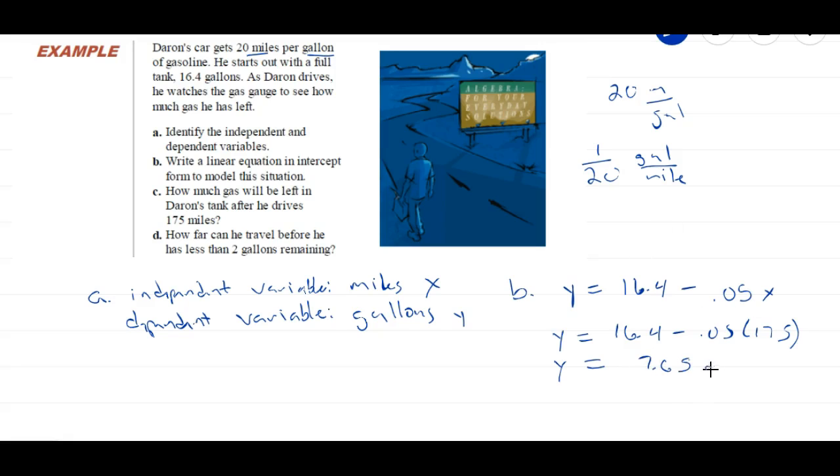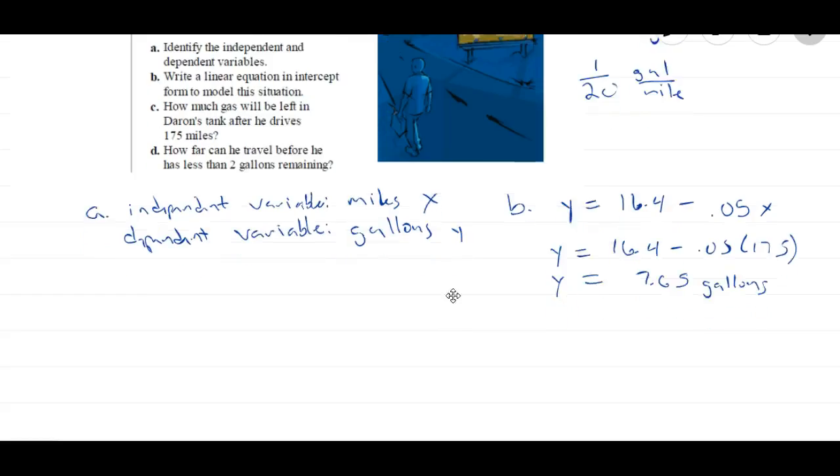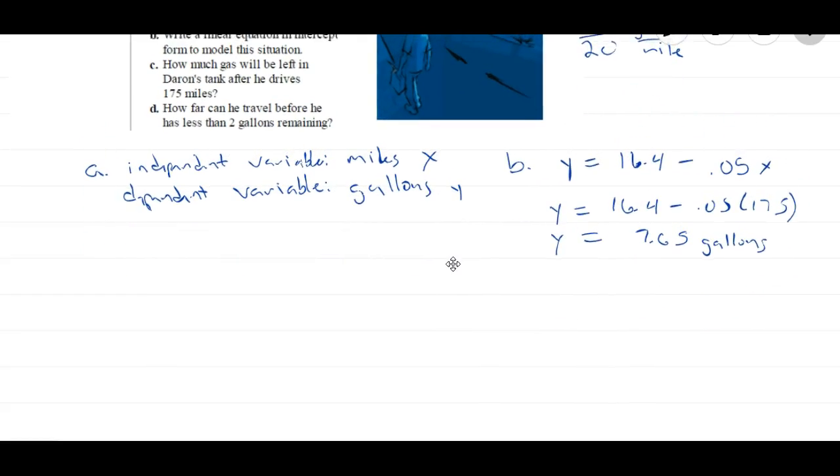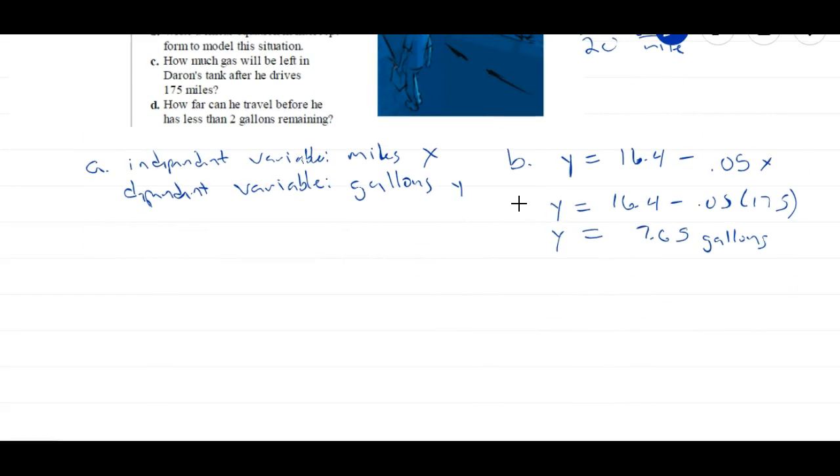And our units are going to be in gallons. And that makes sense. Y is in gallons, 16.4 is in gallons, 0.05 gallons per mile multiplied by miles. All of our units match up. Alright, so then the last question, oh, I guess that was for part C right there. That was for part C.